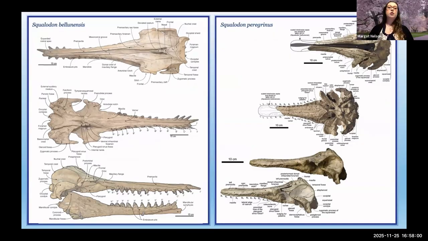For 3D scanning, there are a few different methods. For Squalodon peregrinus and Squalodon bellunensis, my co-author was actually able to use, I think, his iPhone and photogrammetry to create 3D specimens. I've used a light scanner to create 3D models, and the speed really depends on how much you practice. But creating a quality 3D model took me about half a day, just getting the scans.